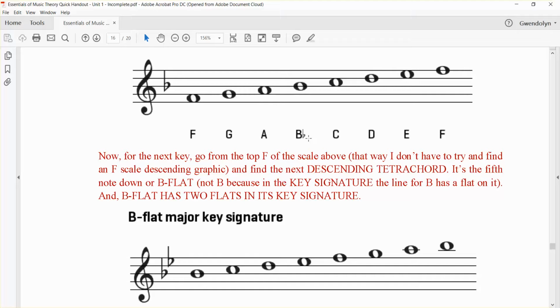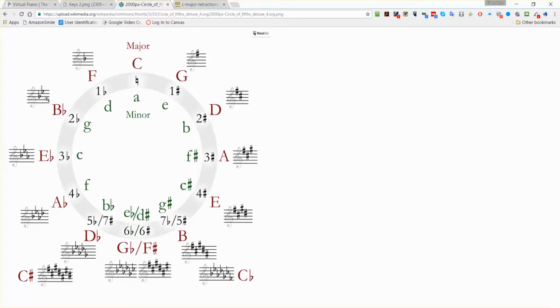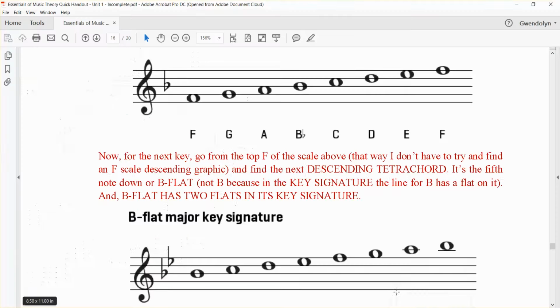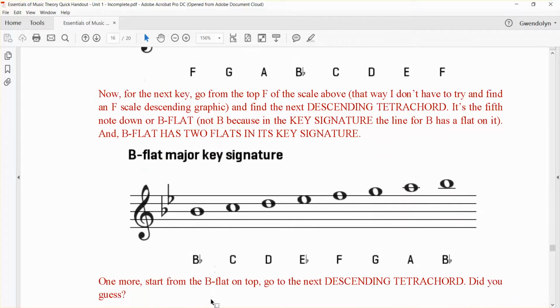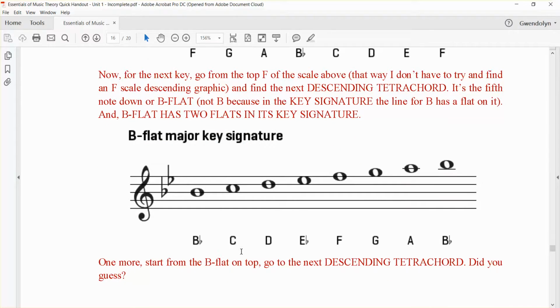So here's the B flat, and that's our next key, our next descending key on the circle of fifths. And you can tell right here, there it is, and it has two flats. B flat, C, which is a whole step, to D, which is a whole step, to E flat. That's that half step that's required in the major scale. E flat, F, G, A, B. E flat to F is a whole step, F to G is a whole step, G to A is a whole step, A to B flat is that half step that's required for the major scale.